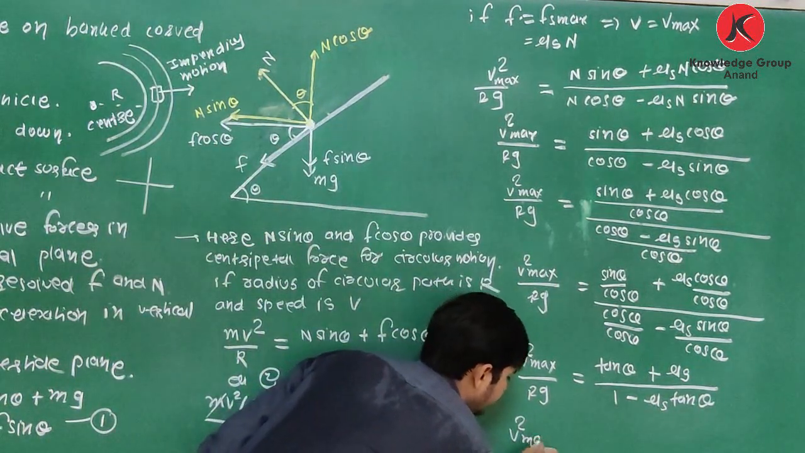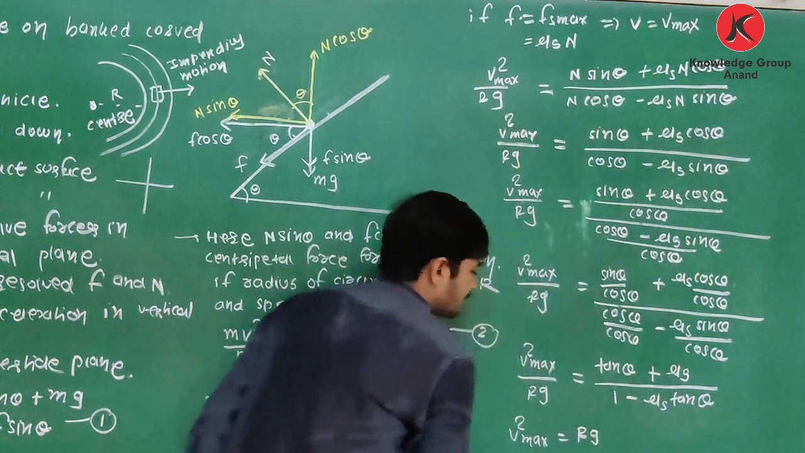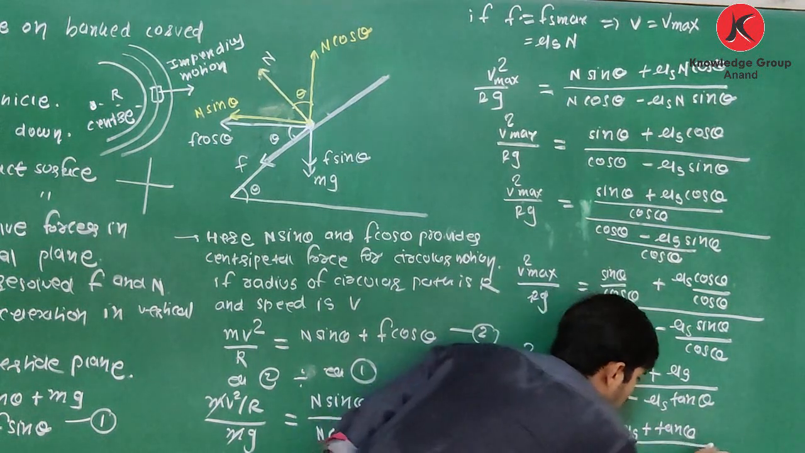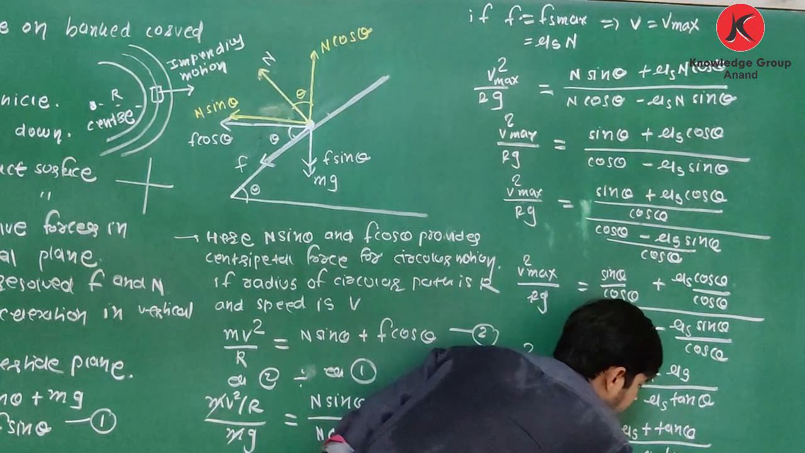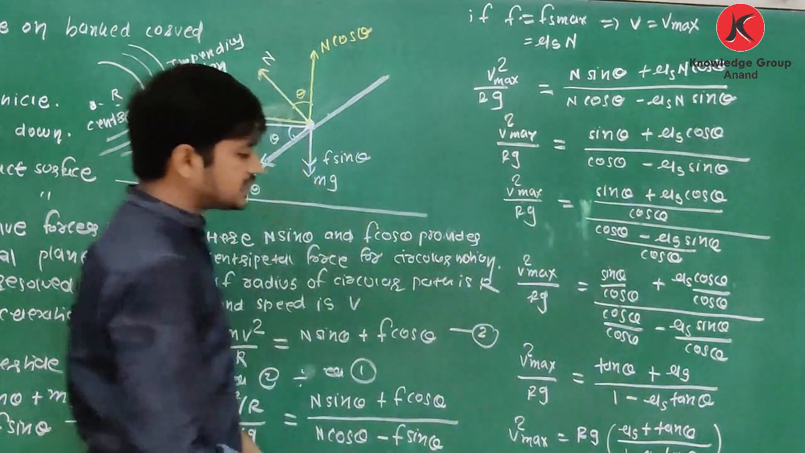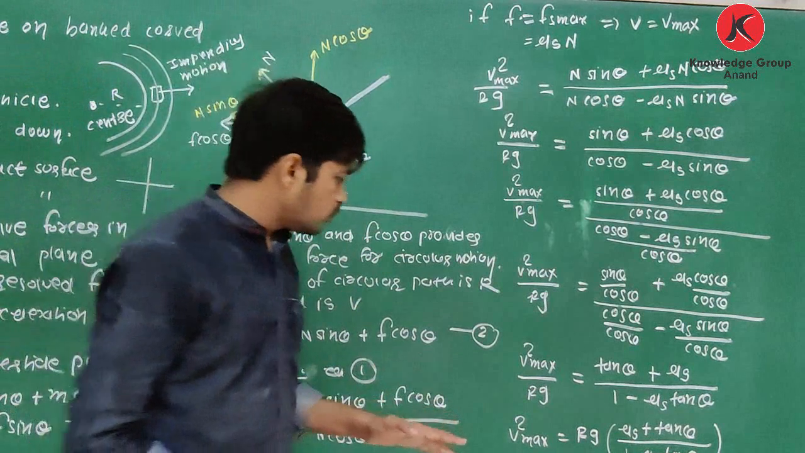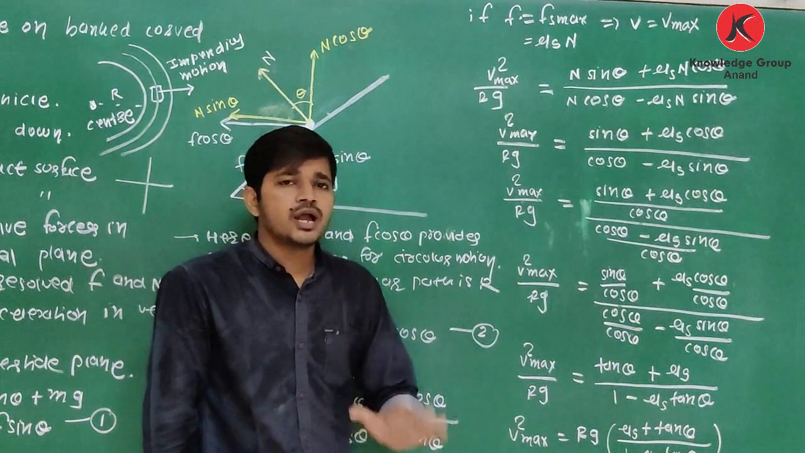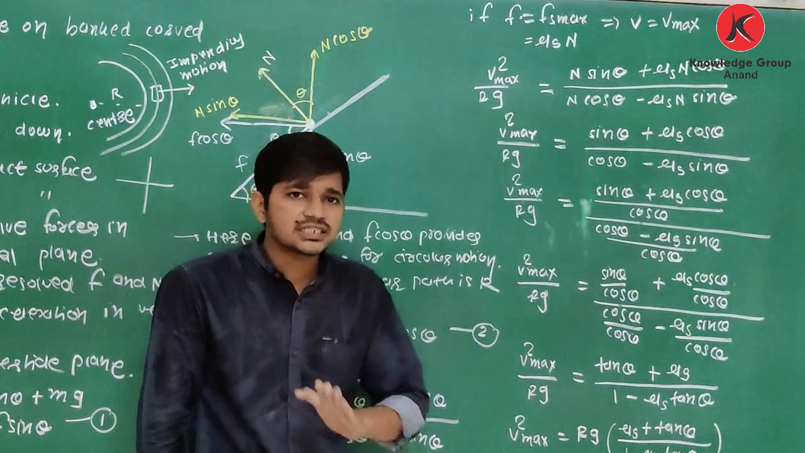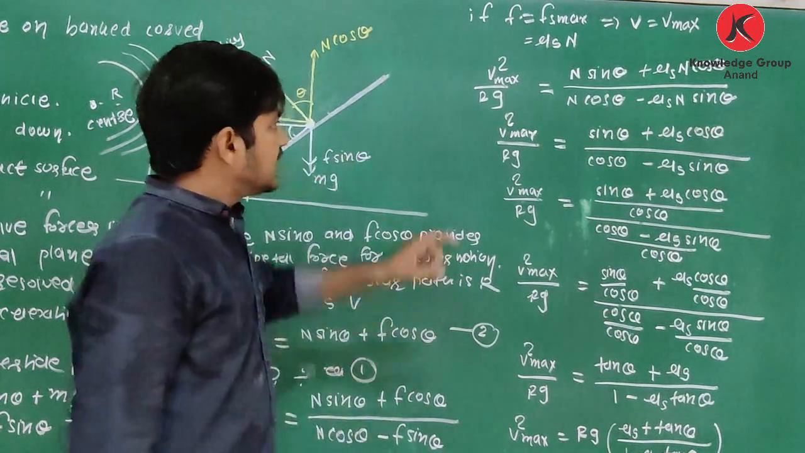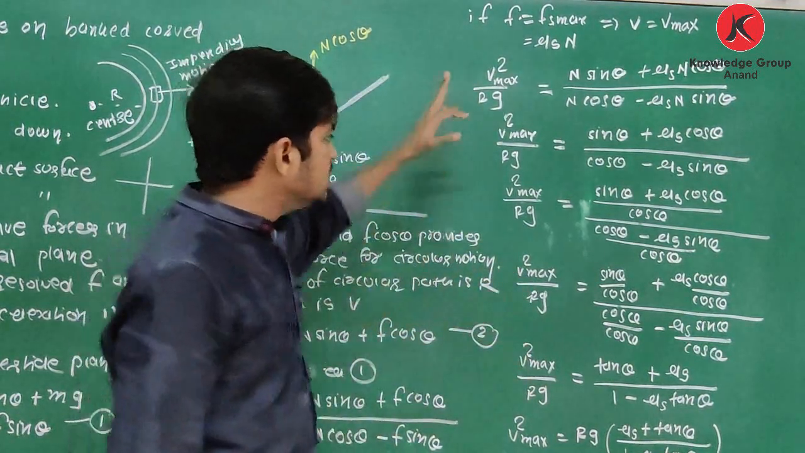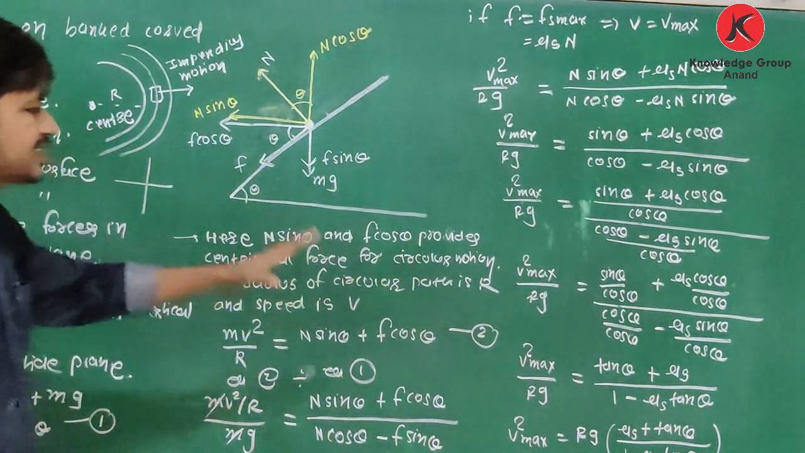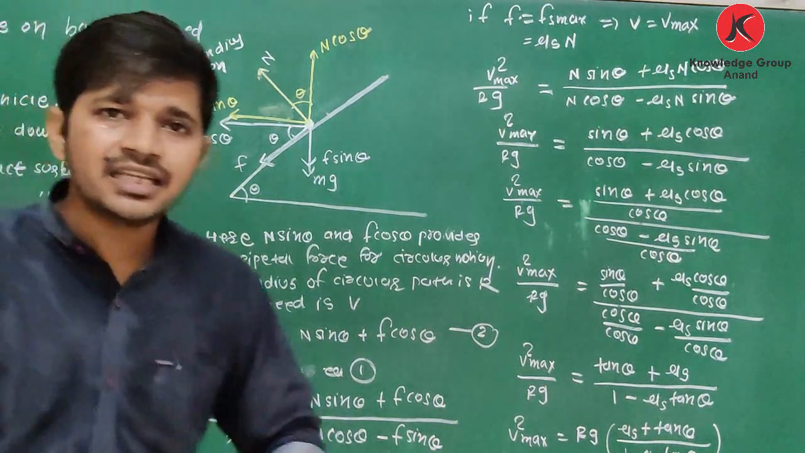Then yes, V square maximum is equal to Rg, and here is mu s plus tan theta upon 1 minus mu s tan theta. Okay, and now if you want to find V maximum, then yes, you have to take square root on both sides. Clear about this? Okay, yes, these mathematical steps, if you write 2 or 3 times, you will easily understand. Yes, this theory is easy.